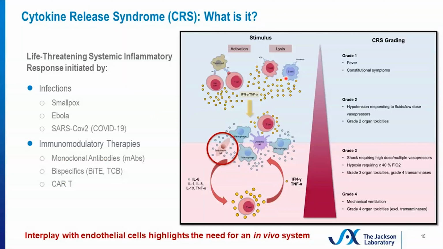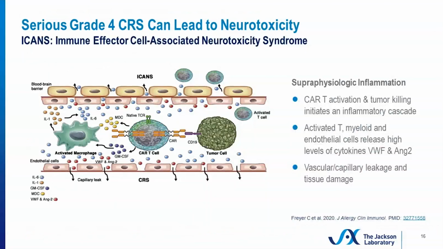And so these initial cells release these cytokines, which interact with other cell types that are part of the immune system, but also very importantly, there's interplay with the endothelial cells, which highlights the need for an in vivo system. In other words, there are in vitro assays out there that can be used to model some of this response, but they incompletely remodel it because not all the cell types are there that are involved with the response. And here's an example of that.